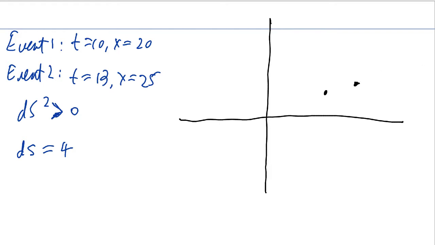And now we can ask, which observers see these events as simultaneous? Well, to determine that, we just need to compute the slope between these two events. That's the change in x divided by the change in t.